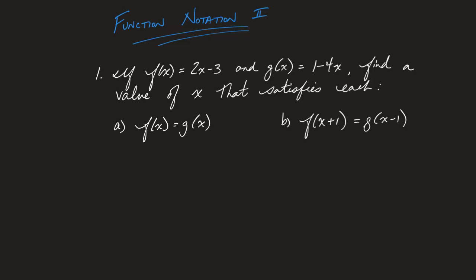So let's take a look at problem 1. If f of x equals 2x minus 3 and g of x equals 1 minus 4x, find a value of x that satisfies each of those. So let's start off with A. I think we should be good to jump in and try to tackle A. So come up with a solution for A. Pause the video now.